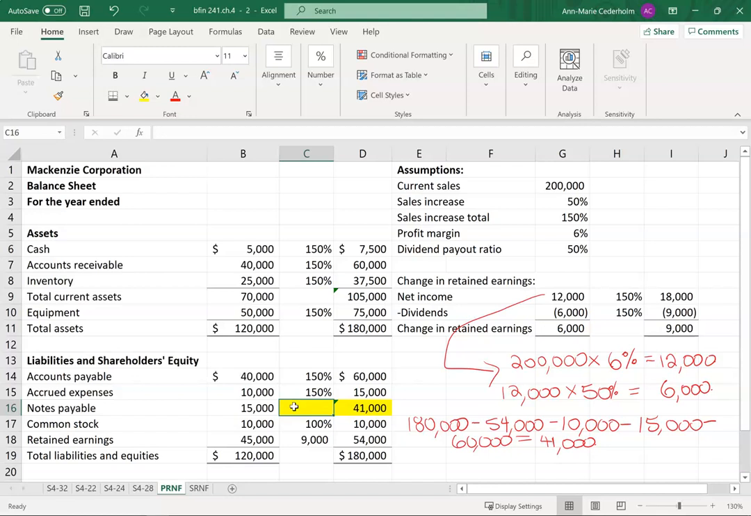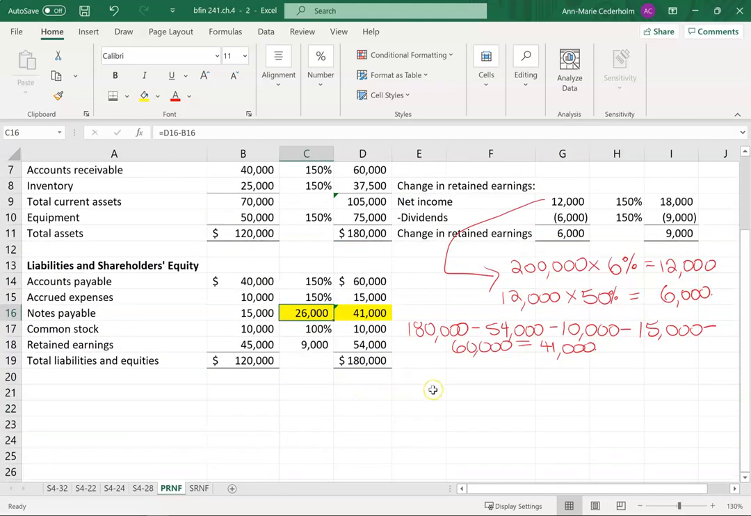So we can just do the change. So if I just do equals 41,000 minus 15,000, then that will give me 26,000. So that's how much I need to borrow in order to support a 50% sales increase. Now this could also go down. So in some cases, you might actually end up with excess funds. So in that case, you wouldn't have to borrow anything. You'd actually end up with more money and you can pay some of your debt down.